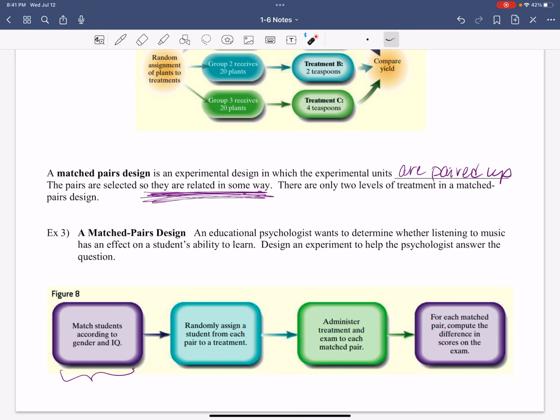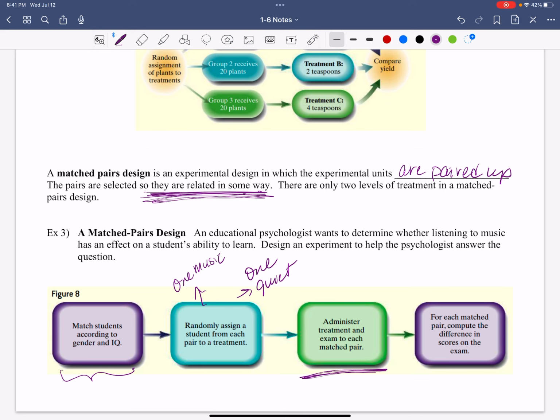So whenever you're matching pairs up, you basically have 2 boys who have the same IQ, whatever that number is. Low IQ, high IQ, doesn't matter. So 2 boys, same IQ. One of them gets music and one doesn't. One music, one quiet, however you want to say that. That's the matchup. Then you administer the exact same treatment to both of them, so they're studying the same subject. They're going through the same homework. One's listening to music, one's not.